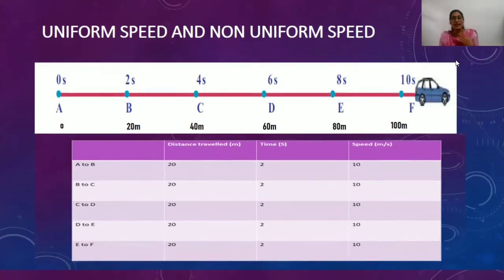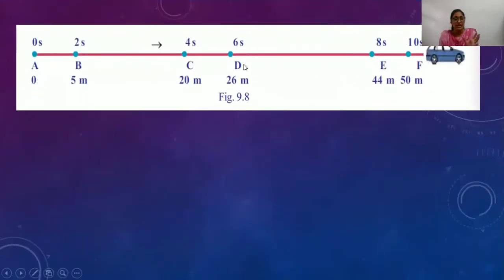Now, let's take another condition. This is an example. A car moves from point A to point F, and there are many points between them, that is points B, C, D, and E, as we saw in the previous example. And please calculate the speed on each part.